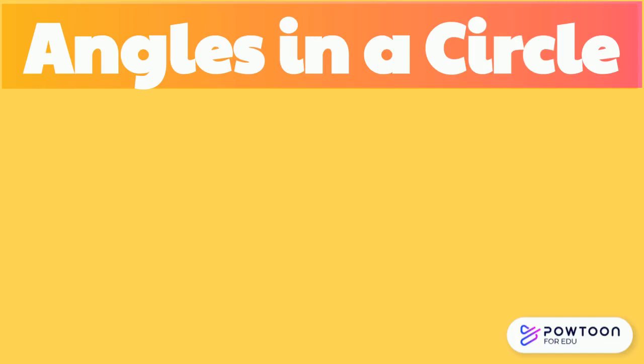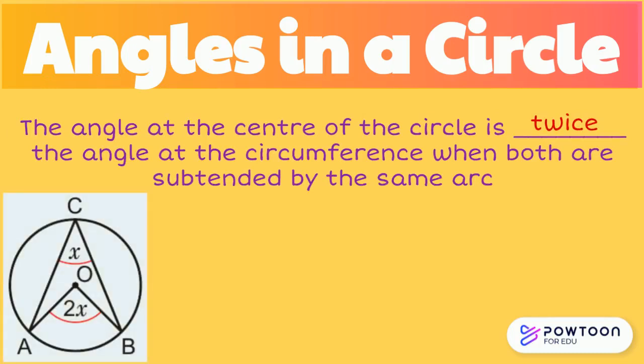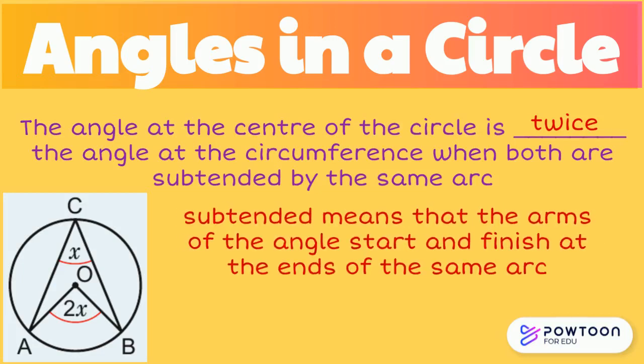The first circle theorem that we're going to look at in this video is that the angle at the center of the circle is twice the angle at the circumference when both are subtended by the same arc. Subtended just means that the arms of the angle start and finish at the ends of that exact same arc, as you can see in the diagram.